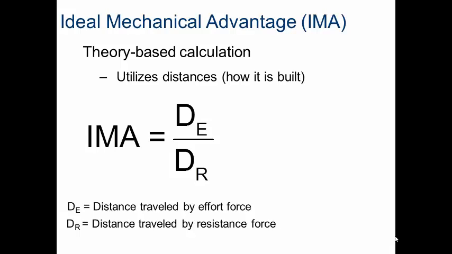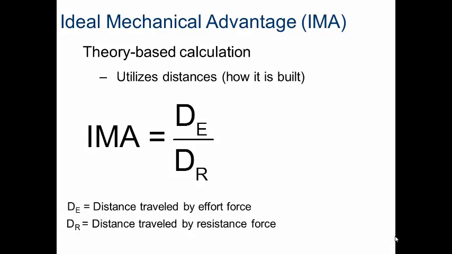Your ideal mechanical advantage is your theory-based calculation based solely on how something is built, and it utilizes the distances involved. dE is the distance that the effort travels. dr is the distance traveled by your resistance force.